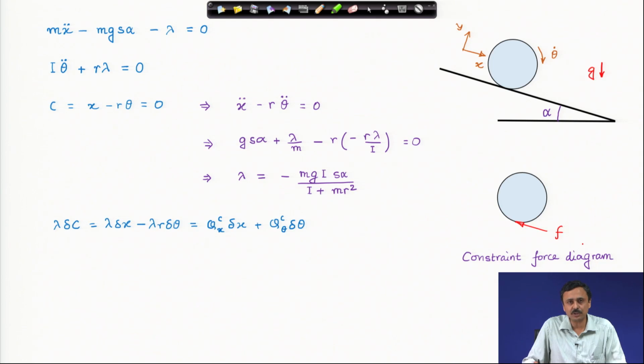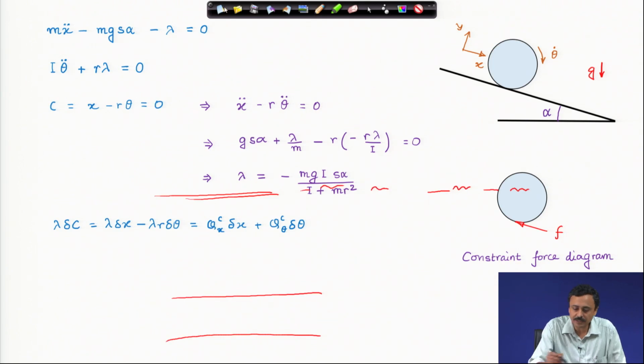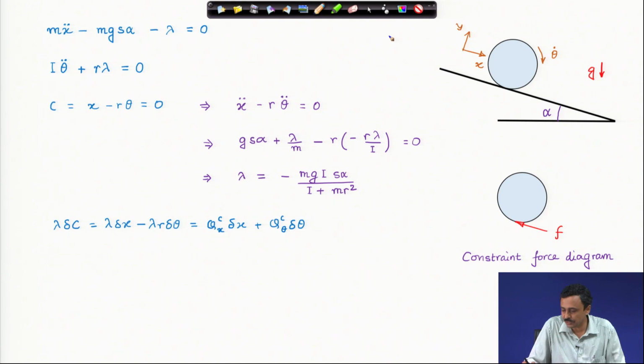I have drawn the constraint force diagram. This is not a free body diagram, this is the constraint force diagram. I have only shown the constraint force which we are interested in finding out, which is this friction force F, and therefore I have another interpretation of how to find out the work done by this constraint force. How do I find out the work done by this constraint force? I find out the virtual displacement. I want to find out the virtual work done by this constraint force.